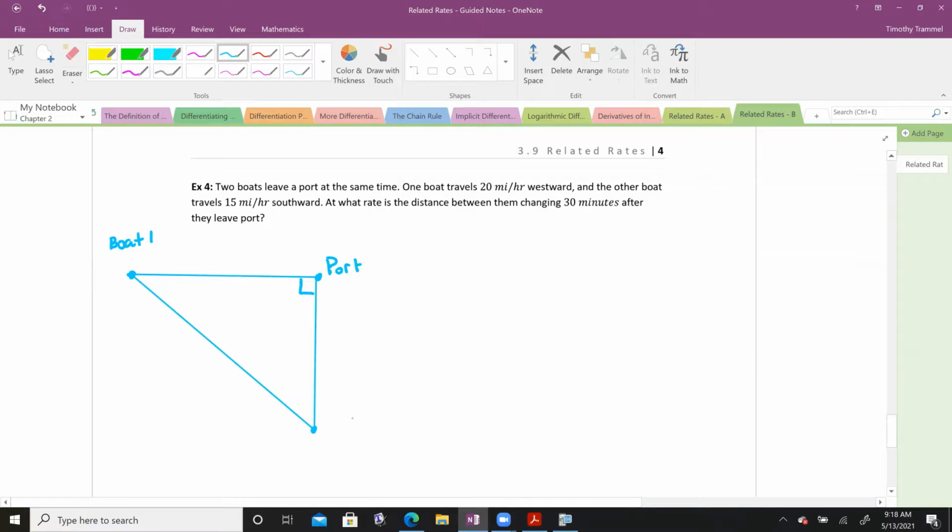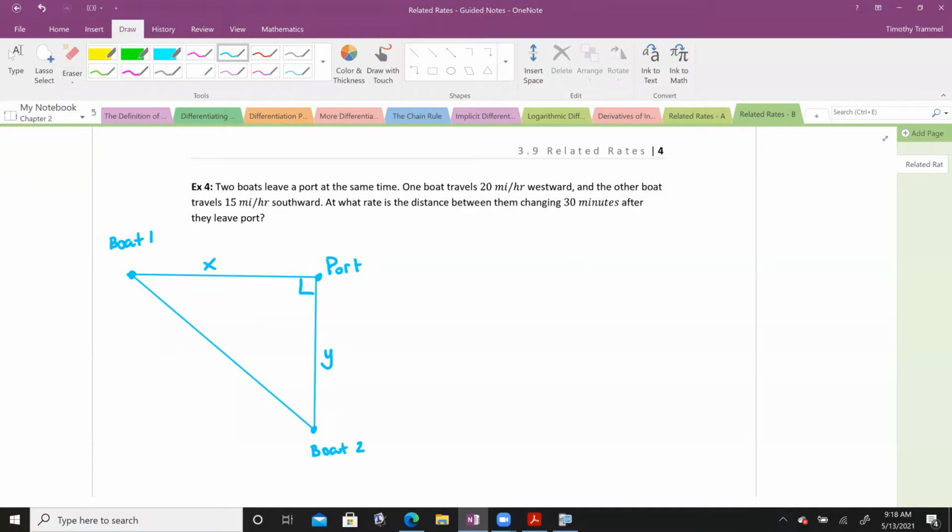And before we go any further, let me just point out that this was boat 2. Also let's note that this distance here, let's just call that x, because we usually call that the x direction. And let's call this length over here y, because we usually call that the y direction. Okay. And now let's fill in the details.